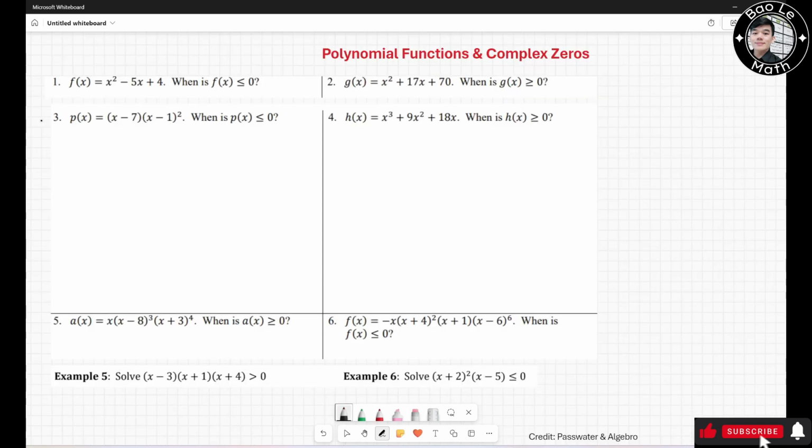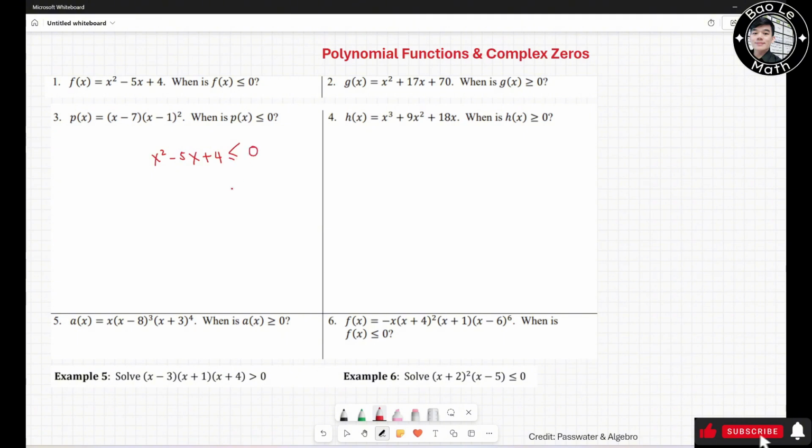Now, what if you're not allowed to use a graphing calculator to solve polynomial inequalities? So how do we do it? Algebraically. So let's take a look at the first example right here. We have f of x is x squared minus 5x plus 4, right? And they ask us to solve f of x less than or equal to 0, right? So basically, this one less than or equal to 0, right?